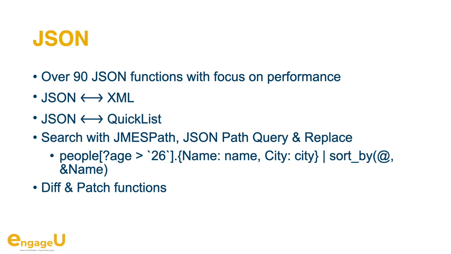Then we also have diff and patch functions, so we can tell you the difference between two JSONs and also apply a patch to one of them, so you get the other. And we got a JSON merge function, which can be very helpful if you just have two versions of a JSON structure and you like to update the one with the values from the other.